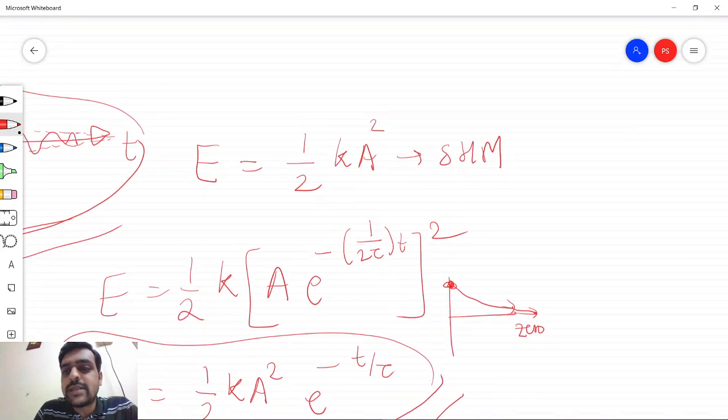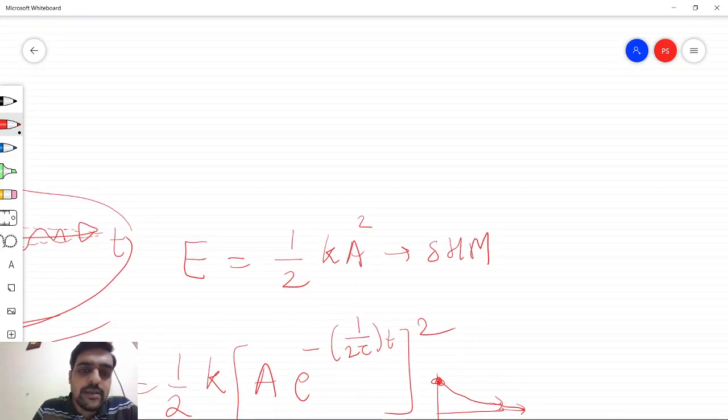Why do we discuss this case? Because in reality, most of the systems, or in fact all the systems, involve damping forces. So it is not possible to sustain the oscillations forever, and the oscillations die out eventually.